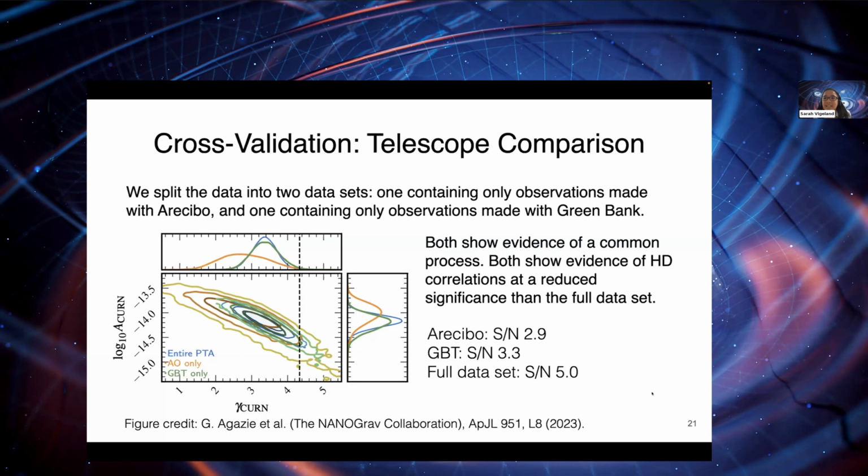So the full data set gives an optimal statistic SNR of 5. For Arecibo only, it's 2.9, and for GBT, it's 3.3. This seems consistent with our expectations of what we should be able to get with only observations made with one telescope or the other. About half of our pulsars are in the Arecibo-only dataset and half are in the GBT-only dataset. So that's the reason for the reduction in sensitivity of the correlations.